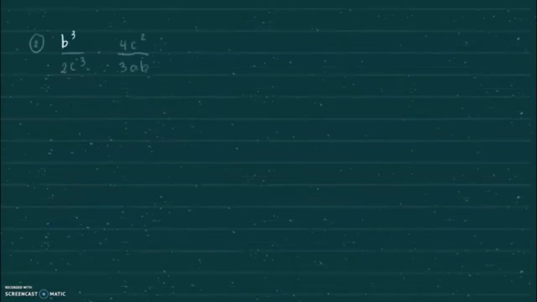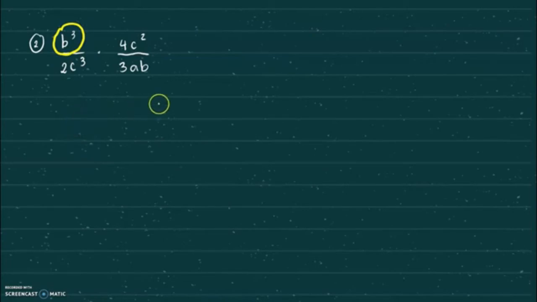Next, let's have this example. b cubed over 2c cubed times 4c squared over 3ab. So let's take first b cubed. Factors of b cubed, we know that that is b times b times b. Now factors of 2c cubed, 2 is already prime, so we will write 2. Now c cubed is just equal to c times c times c.